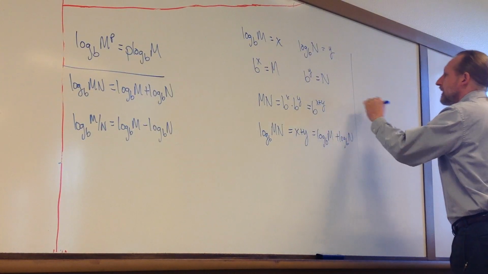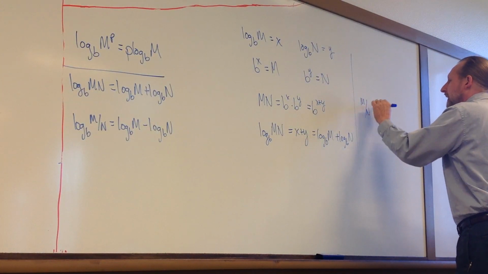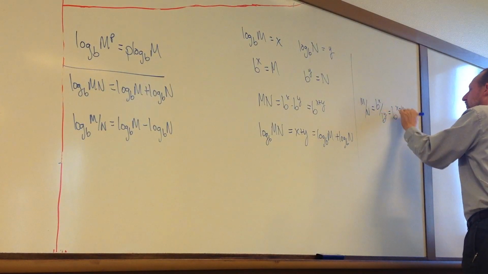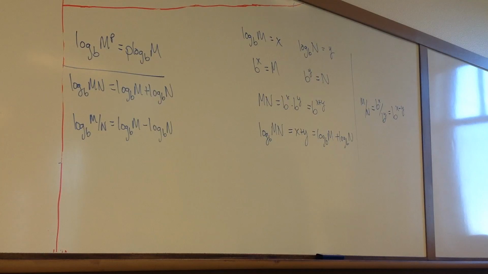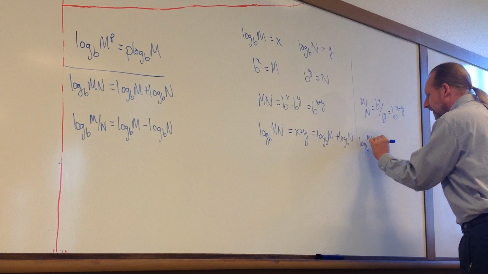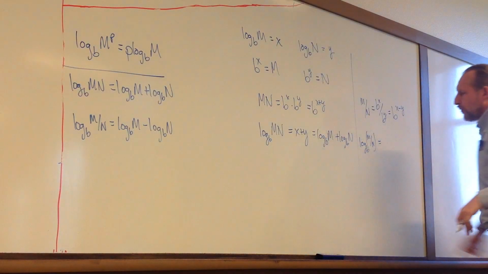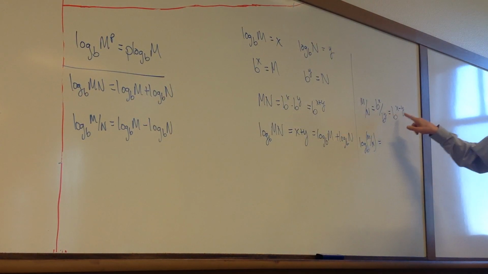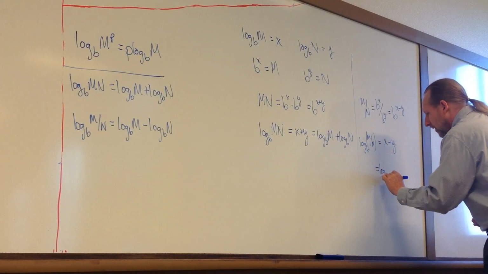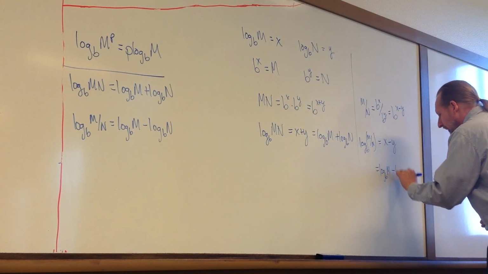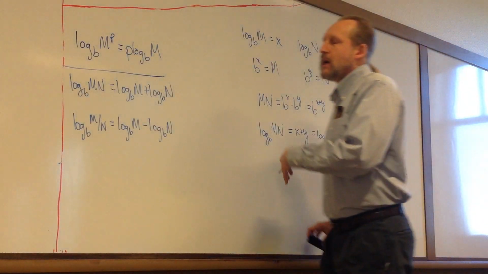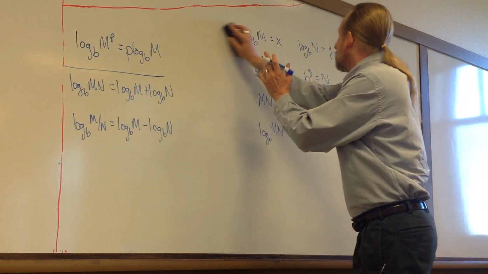The second piece is m divided by n, and that's b to the x divided by b to the y. There's your rules for exponents, b to the x minus y. And then the question of what is the logarithm of m divided by n? Well, what power do you raise b to get m divided by n? There it is right there, x minus y. And that's log to the base b of m minus log to the base b of n. Okay, so there's the reason for why these properties are true.